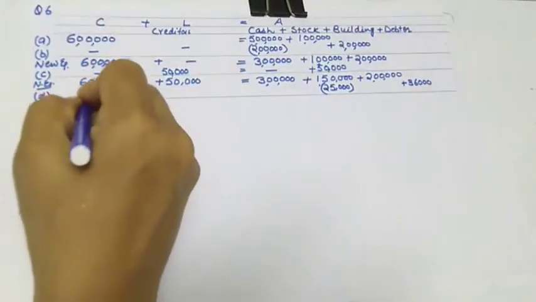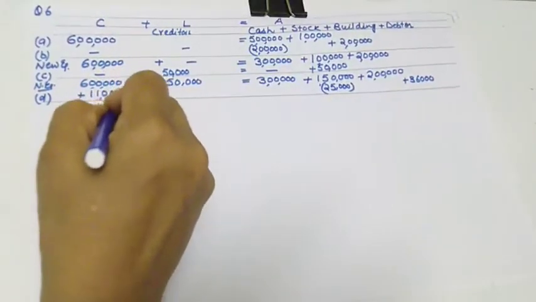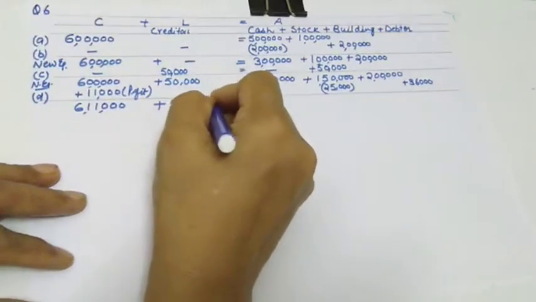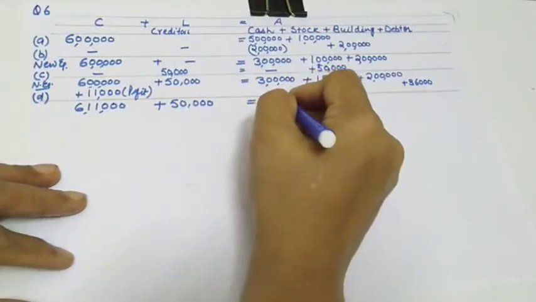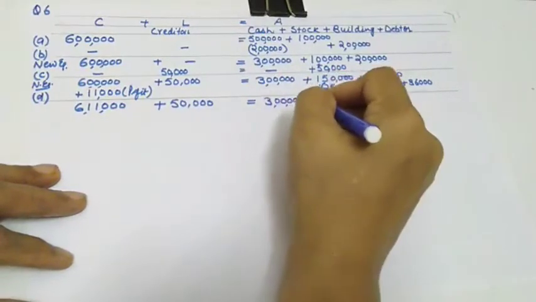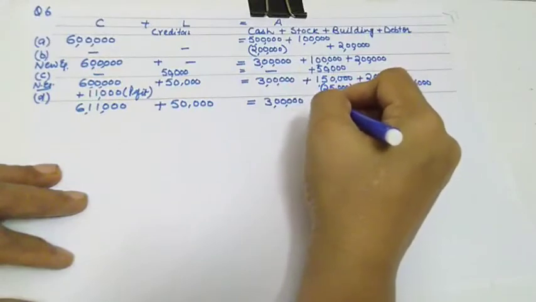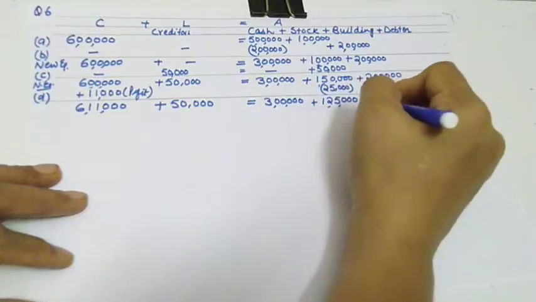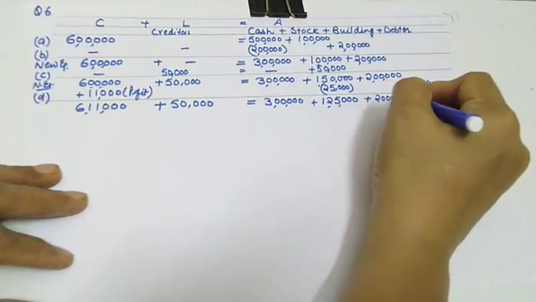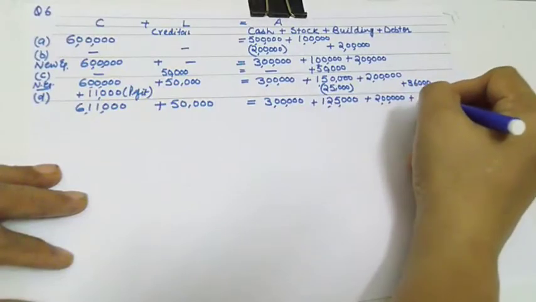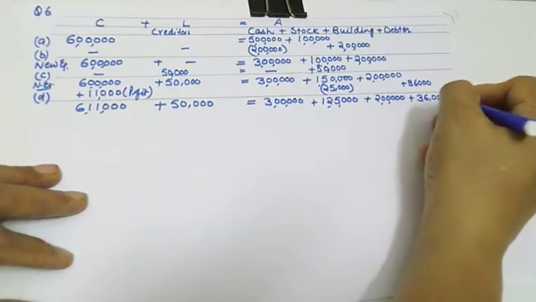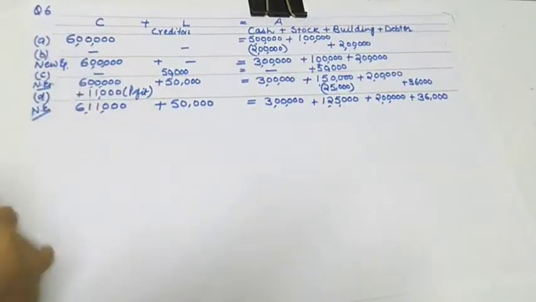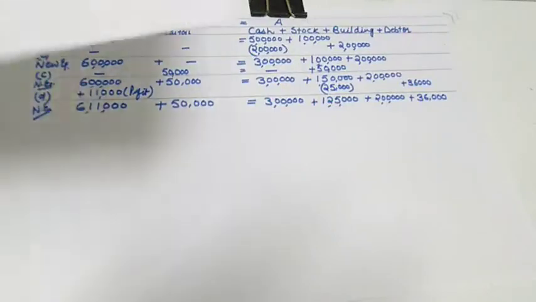So here it will be 6,11,000 plus 50,000 as it is, no change in creditors, is equal to 3 lakhs, no change in cash, plus your stock will reduce by 25,000. So now it is 1,25,000 plus 2 lakhs as it is building, and 36,000 as your debtors. This is your new equation. I am writing NE just to save the space.